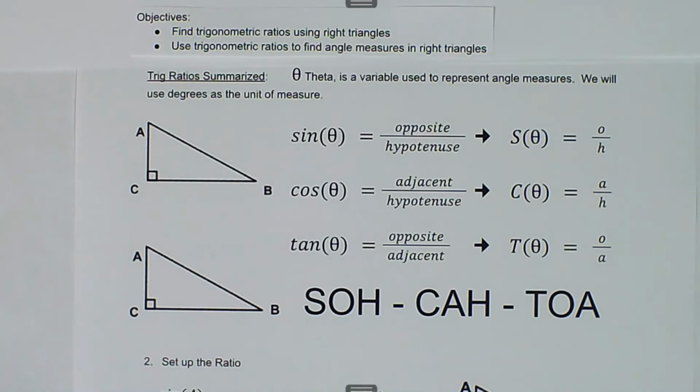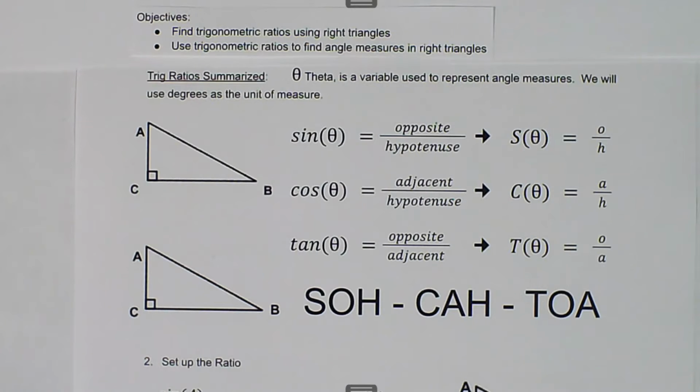We are talking about trigonometry, and we want to find trigonometric ratios using right triangles. So, trig ratios summarized. We have the symbol theta, which is a variable used to represent the angle measure. And for this instance right now, we will use degrees as the unit measure.